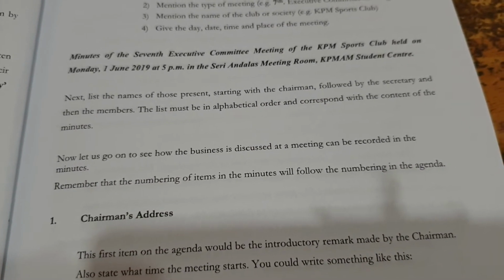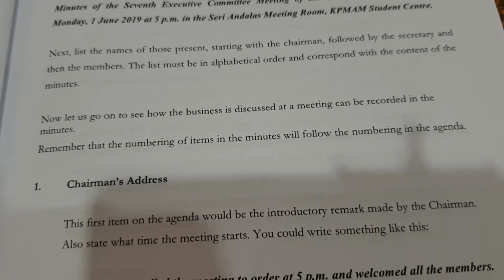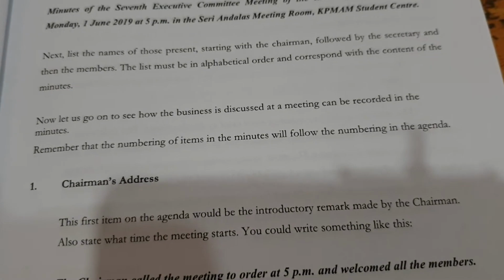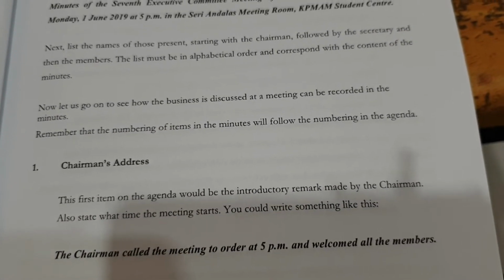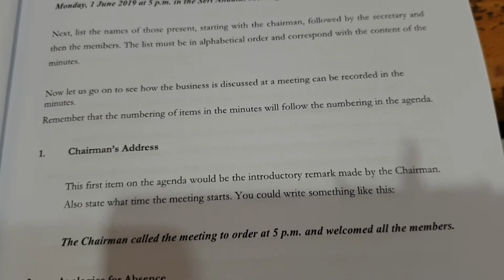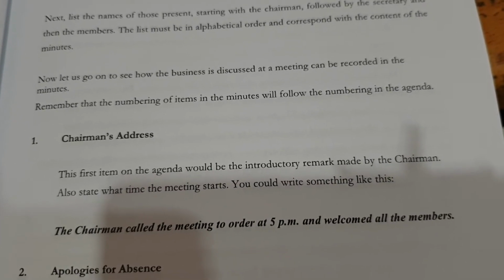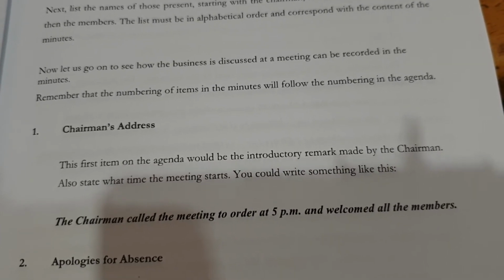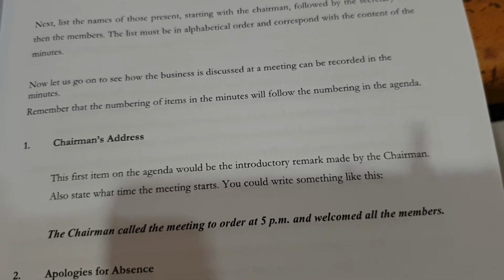Now let us go on to see how the business discussed at a meeting can be recorded in the minutes. Remember that the numbering of items in the minutes will follow the numbering in the agenda, like what I said earlier. So in the body of the minutes, we have here the chairman's address. The first item on the agenda would be the introductory remark made by the chairman. Also state what time the meeting starts.